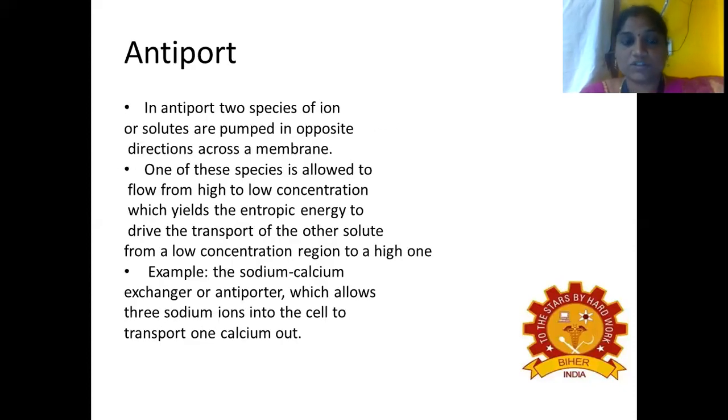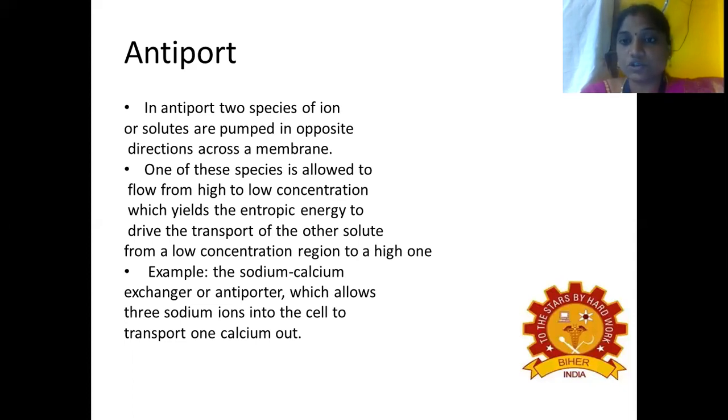And then antiport. In antiport, two species of ions or solutes are pumped in opposite directions across a membrane. That is called antiport. So two solutes would be passing in opposite directions. One of these species is allowed to flow from high to low concentration, which yields the entropic energy to drive the transport of the other solute from a lower concentration region to a higher one.